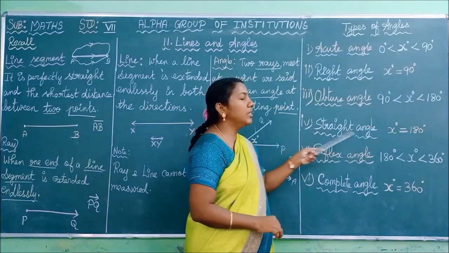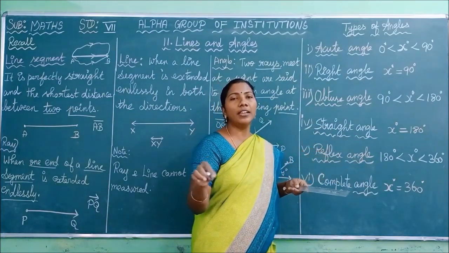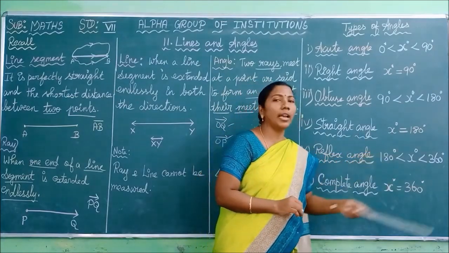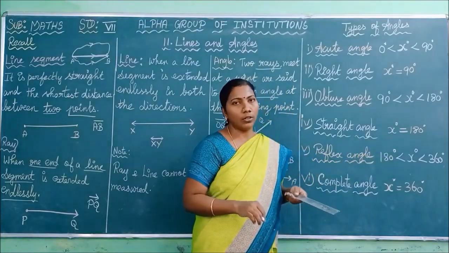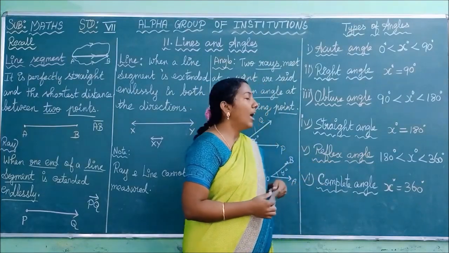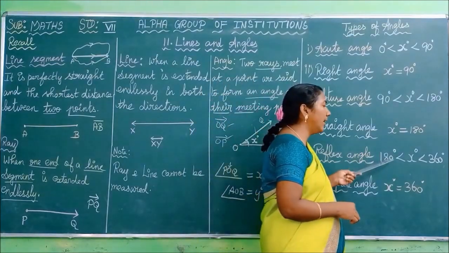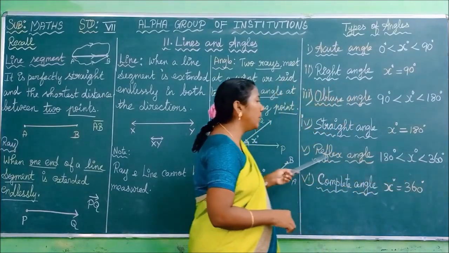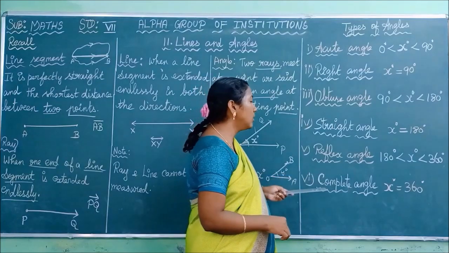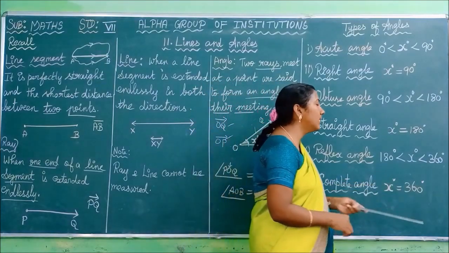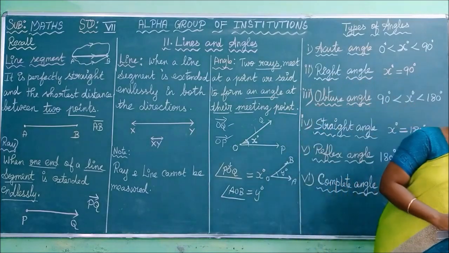Okay. And what is meant by straight angle? An angle of 180 degree is called a straight angle. Also we call the 180 degree an angle of a straight line. Next, reflex angle. What is meant by reflex angle? Angles which are greater than 180 degree and less than 360 degree are said to be reflex angles. What is meant by complete angle? Complete angle means an angle of 360 degree.